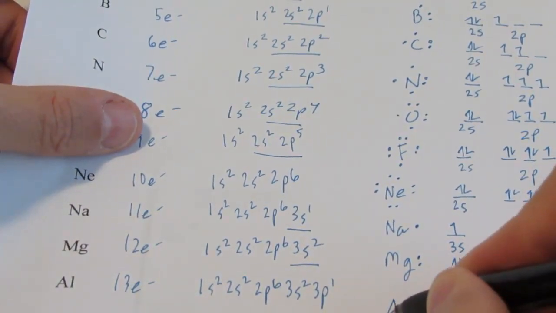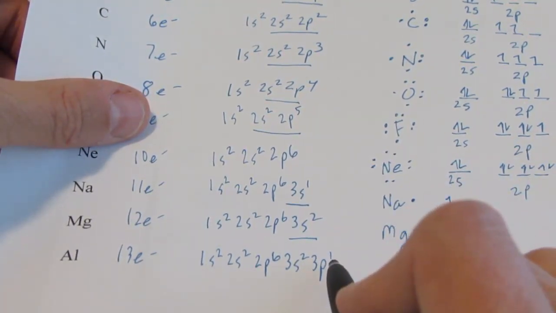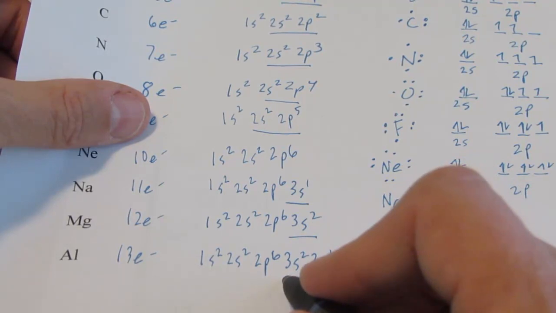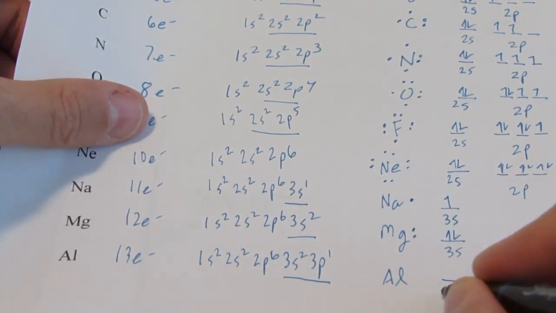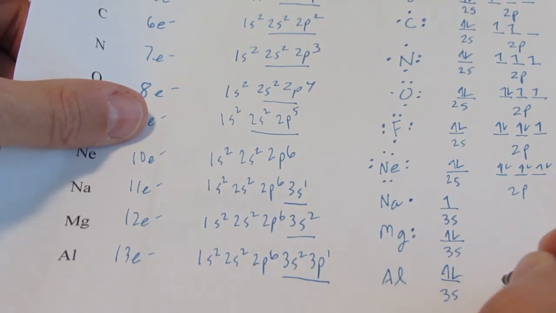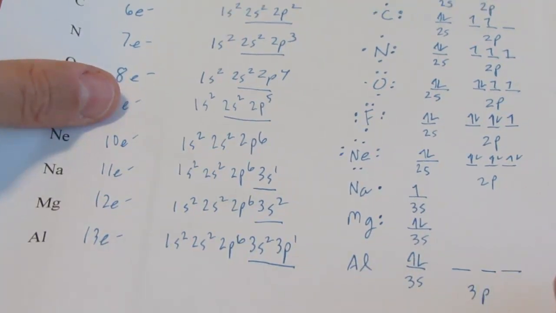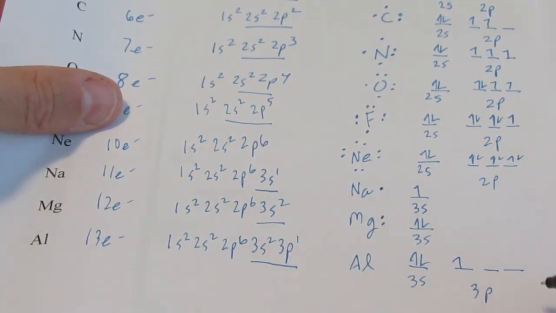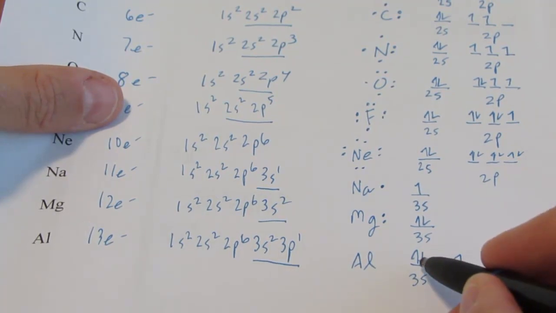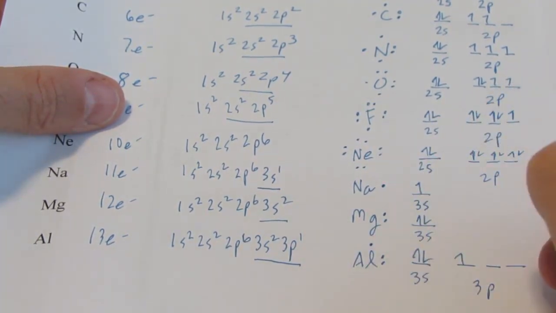How many dots are going to be in aluminum's dot picture? If you said 1, you haven't been listening. It's the highest energy level, remember? The third is the highest energy level. So the 3s has a pair. The 3p, remember, the 3p has 3 orbitals, -1, 0, and +1, has 1 electron in it. So the dot picture will have a pair of electrons and one all by itself.